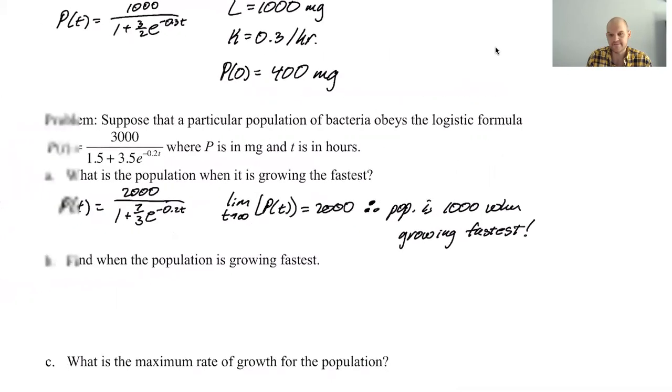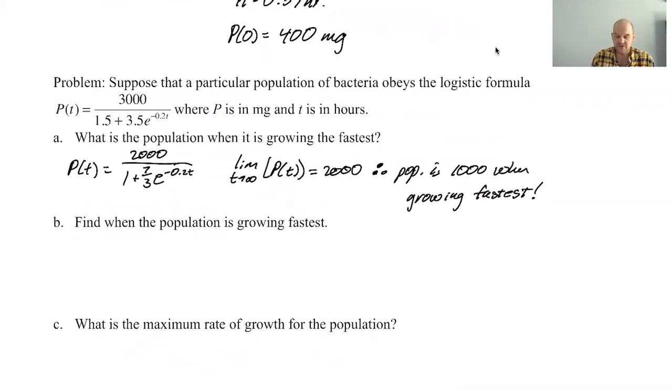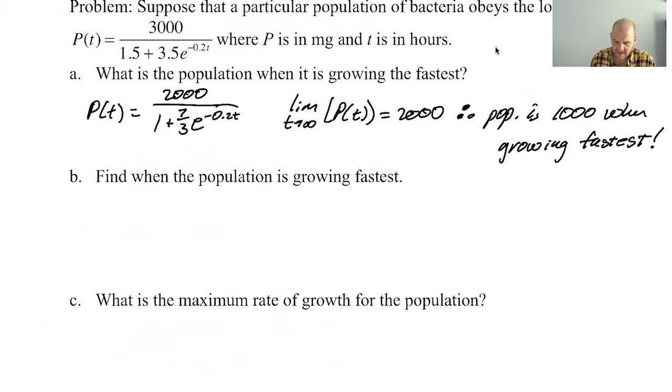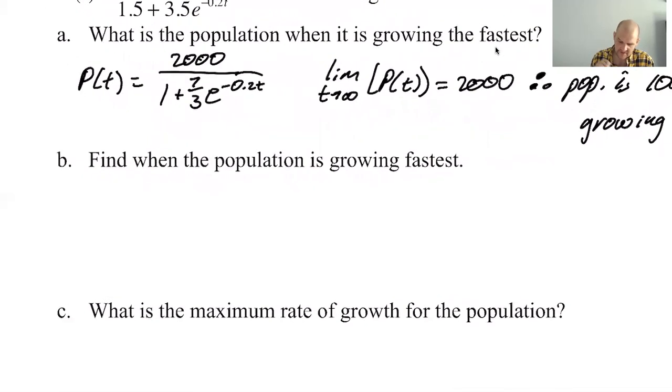I'm excited about that. Find when the population is growing the fastest. All right, so we kind of know how to do this. It's going to be the natural log of 7/3 over 0.2, which is 5 times the natural log of 7/3. But I'm going to do the work because I think it's hard to remember that in the long run.